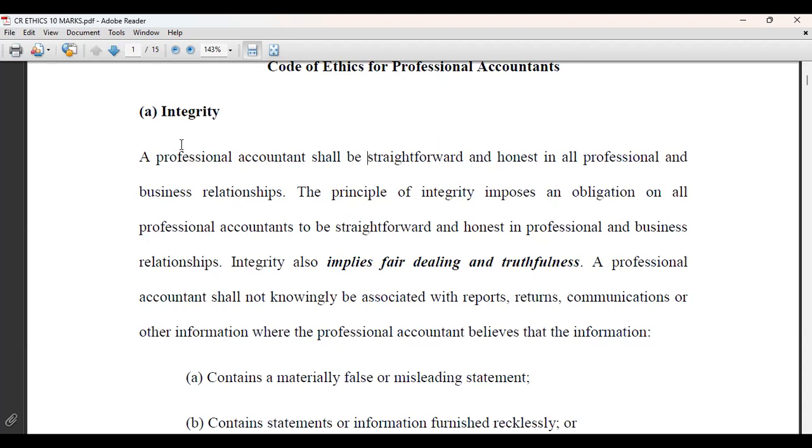There are others, but these are the two main words: straightforwardness and honesty in all professional and business dealings. So it means that the person can be lying to the wife at home, but be professional in his business activities. We are not interested really in the personal life of the accountant. We are interested in his professional and business relationship.